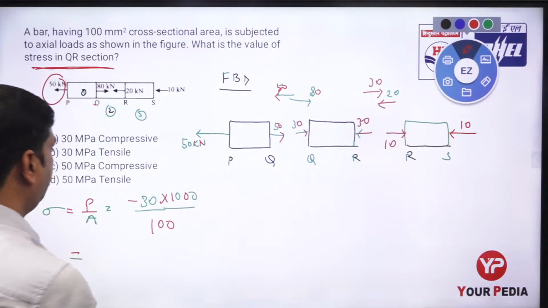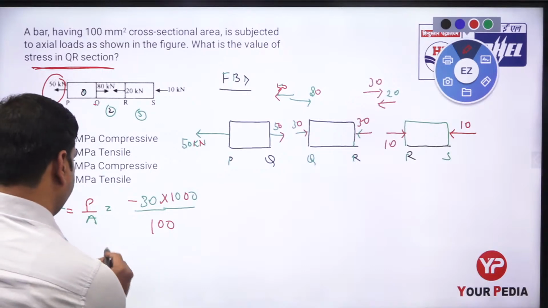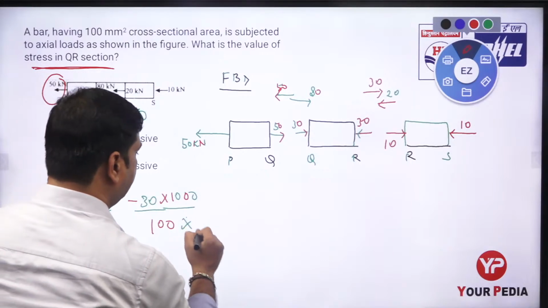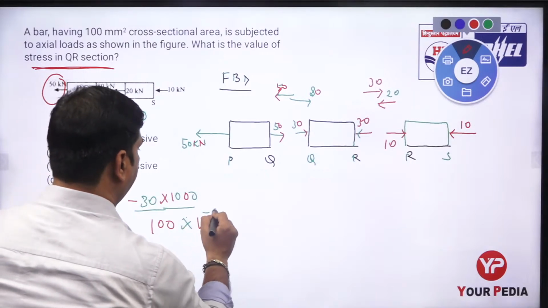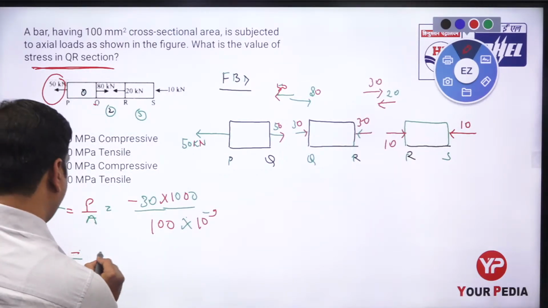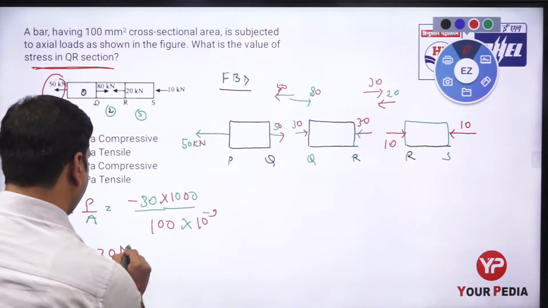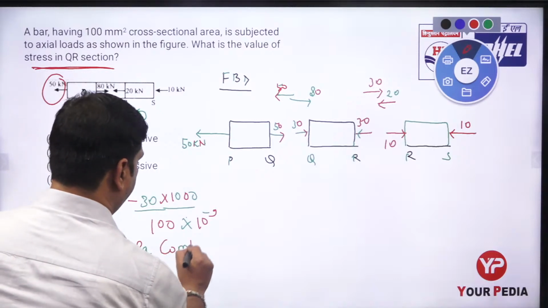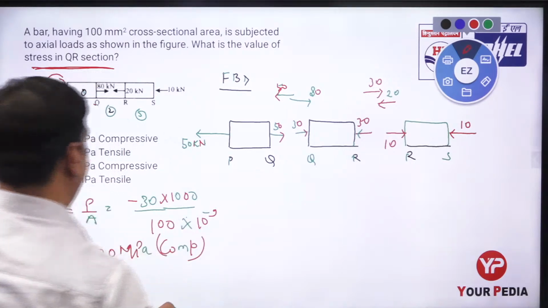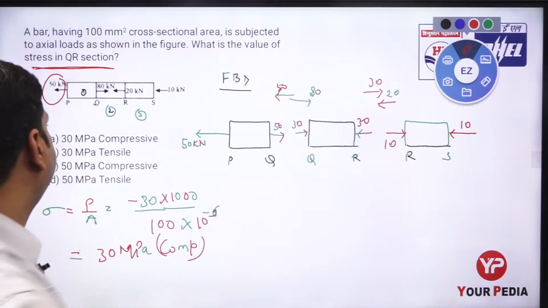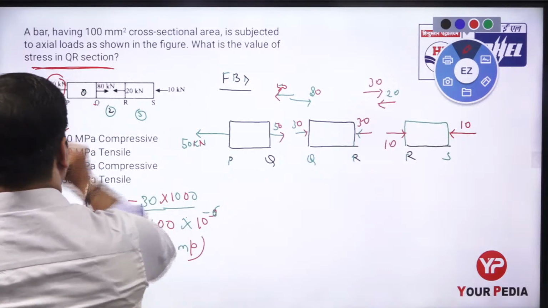So the value came to be in mm square. If I convert into meter square, it is 10 to the power minus 6. So it is going to be 30 megapascal, and the nature is compressive. Okay. Is this clear? So the answer is 30 megapascal compressive.